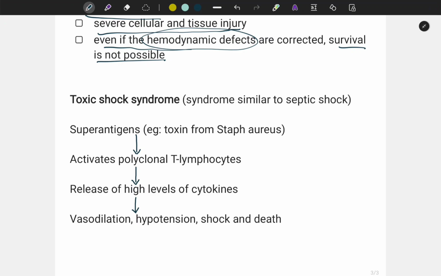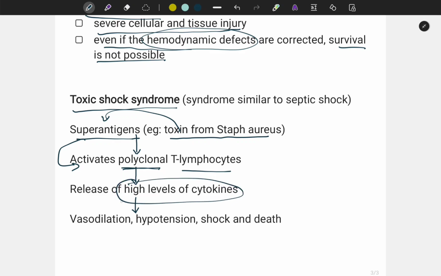There is one syndrome which is similar to septic shock, known as toxic shock syndrome, in which super antigens such as toxins from Staph aureus are known as super antigens because they activate many polyclonal T lymphocytes. And when these polyclonal T lymphocytes are activated, they release high amount of cytokines, which result in vasodilation, hypotension, shock, and even result in patient's death.